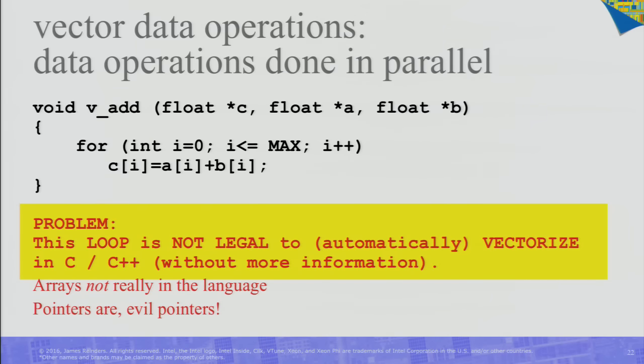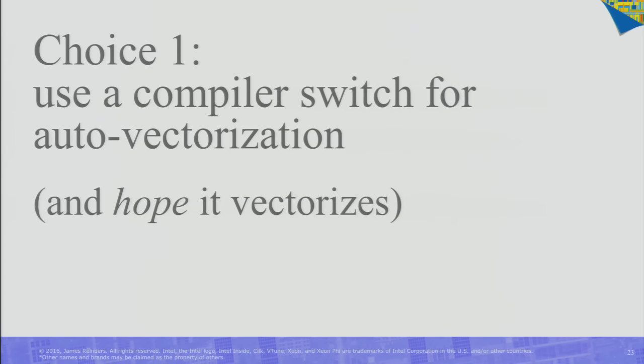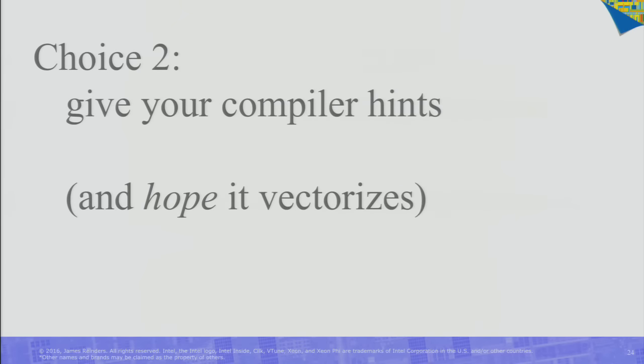So how do we fix a loop like this? I'll illustrate how I think about it when I'm looking at something that doesn't vectorize: what are the different things I could do? One is, you could just throw a switch in the compiler and say, try to vectorize. Well, unfortunately, in that particular loop, it won't vectorize it because it knows it changes the meaning of the program. Another is, you could try to give it some hints.